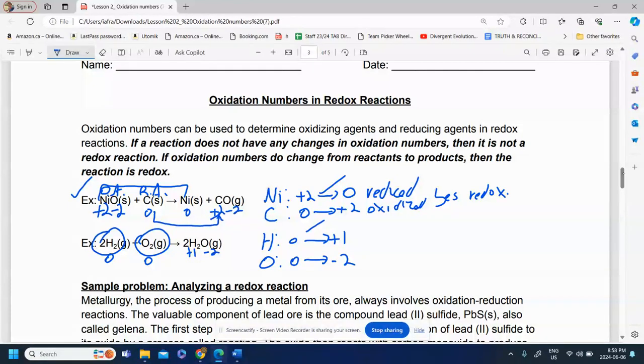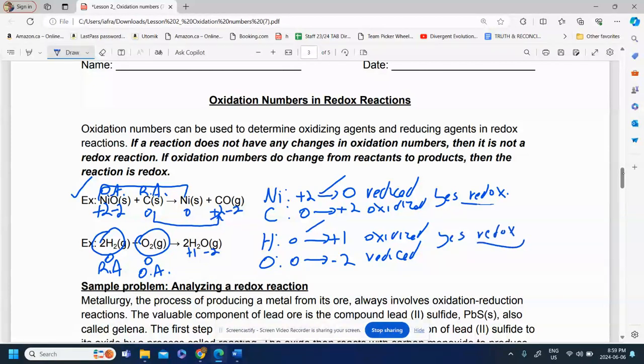So what that means is that the H was oxidized and the O is reduced. So the H is the reducing agent and the O is the oxidizing agent. But the point, again, is that because there was a change in the oxidation numbers from reactants to products, that means that this was a redox reaction.